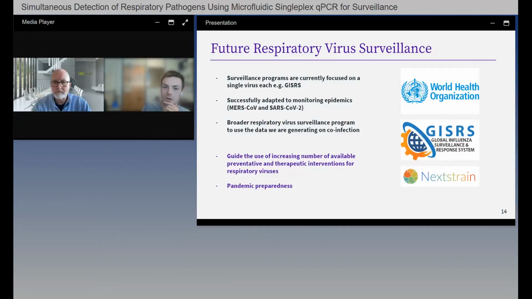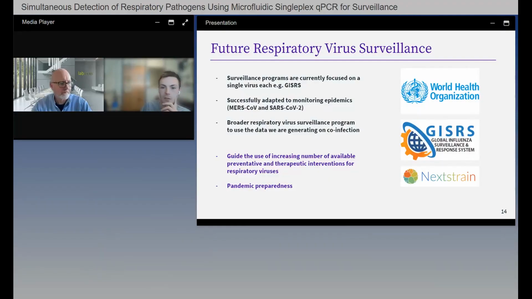It just seems that the monitoring system is still predominantly focused on influenza, whereas it could be expanded to more viruses, and it would aid research and therapeutic interventions, vaccines, stuff like that.